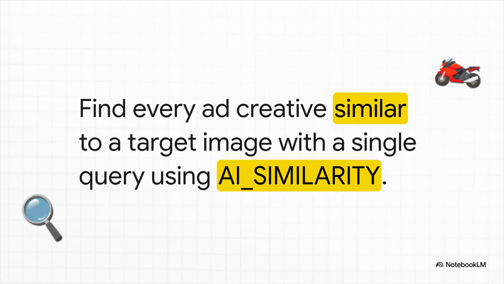And here's the crucial point, right? With just a single, simple function, like AI_SIMILARITY, you can build a really powerful visual search. You could take one image, like this motorcycle ad, and instantly find every other image in your entire database that's visually similar. I mean, just think about the applications for brand monitoring or content discovery. It's really that easy.